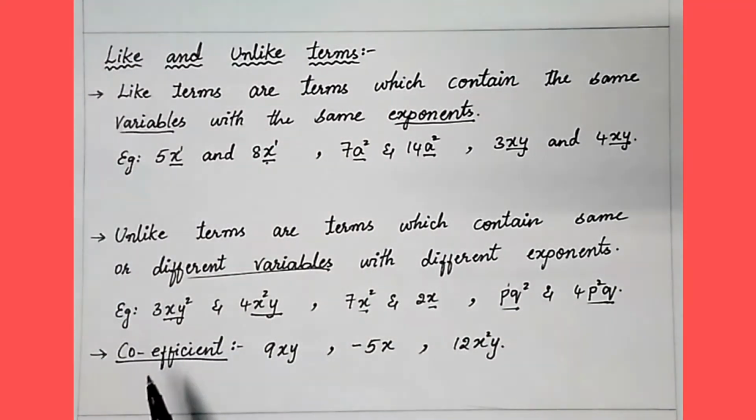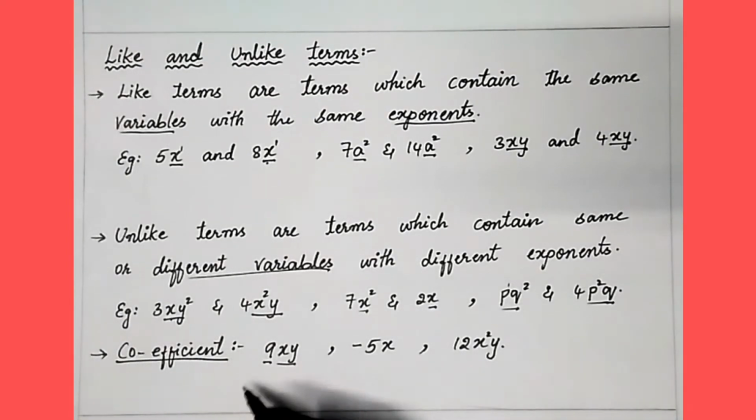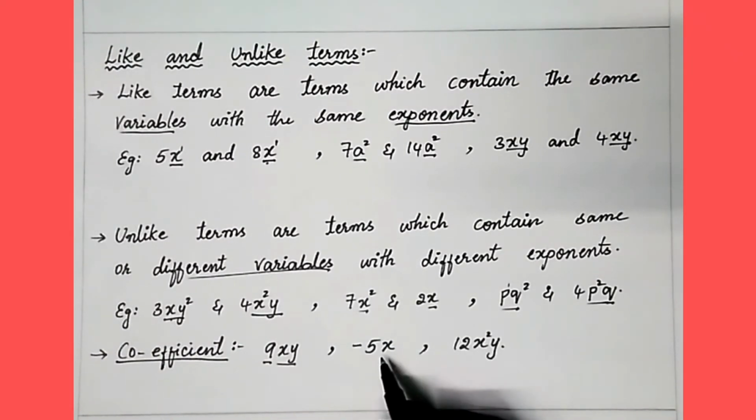The next concept is coefficient. What is a coefficient? Let us understand this with an example. Here we have 9xy. x and y are variables. Along with these variables we have one number which is 9. So this 9 is the coefficient of xy. This is minus 5x. This x is a variable. Along with this x we have minus 5. So this minus 5 is the coefficient of x.